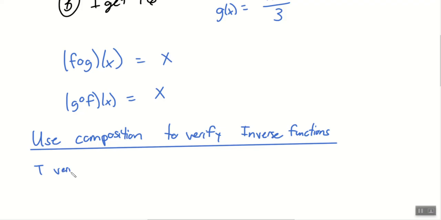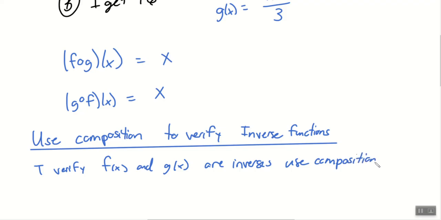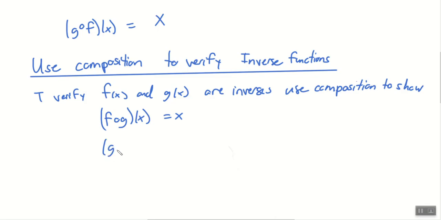So to verify f of x and g of x are inverses, use composition to show that f of g of x equals x and g of f of x also equals x. It's a good way to verify that we found inverses. We're going to talk about more inverses in a second.